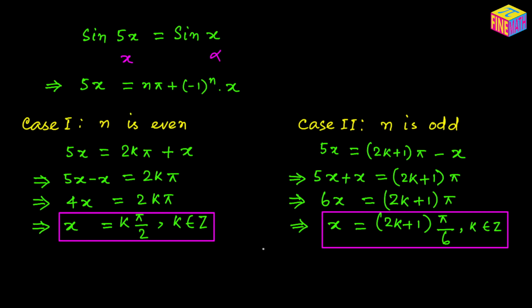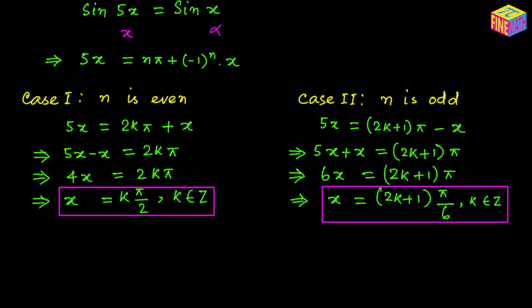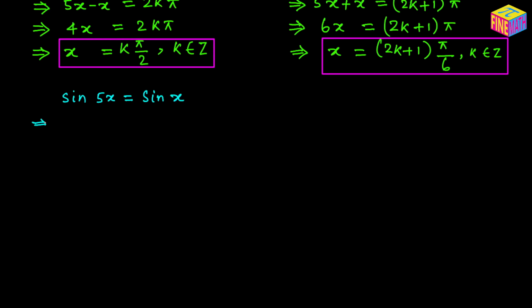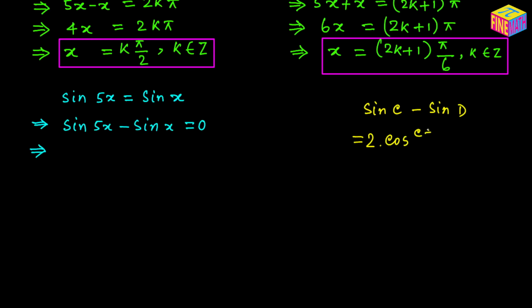This equation can also be solved in another way, so let's try that also. Sine of 5x equals sine of x. This can be written in this form: sine of 5x minus sine of x is equal to 0, and from here we can say, well, this is looking like sine c minus sine d. We know that sine of an angle c minus sine of another angle d can be written as 2 times cosine of c plus d over 2 times sine of c minus d over 2.